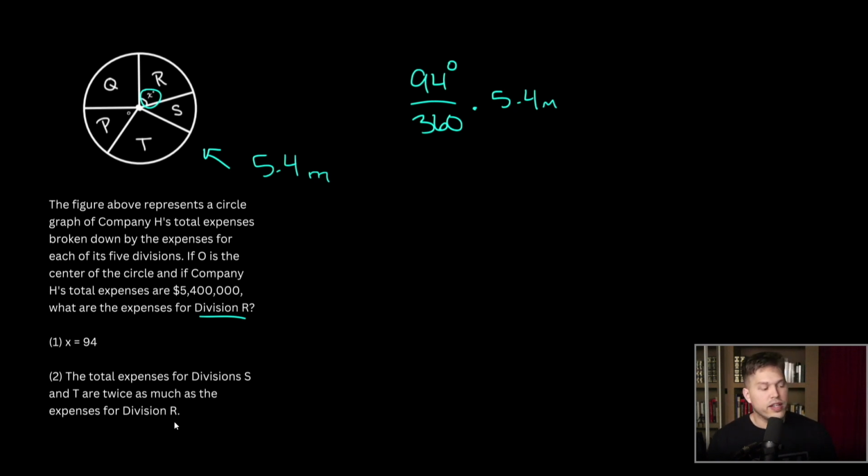What does statement 2 say? It says the total expenses for division S and T are twice as much as the expenses for division R. All right, that's all fine and dandy in that S and T are twice that of R. However, without knowing any other information, we're not going to be able to determine the total expenses for division R. So statement 2 is not sufficient, but statement 1 is, so our answer is going to be answer choice A. Statement 1 alone is sufficient.